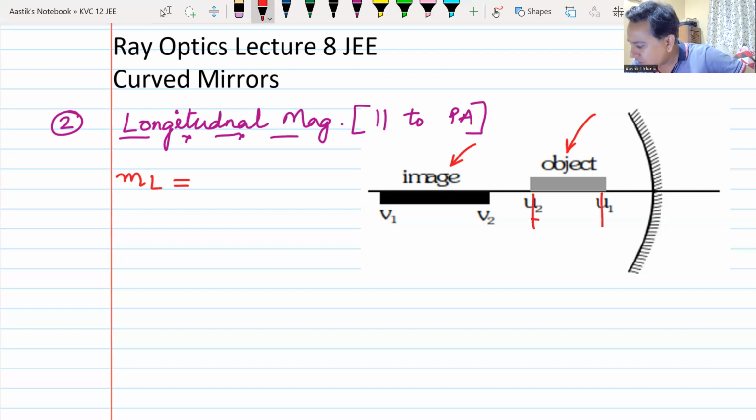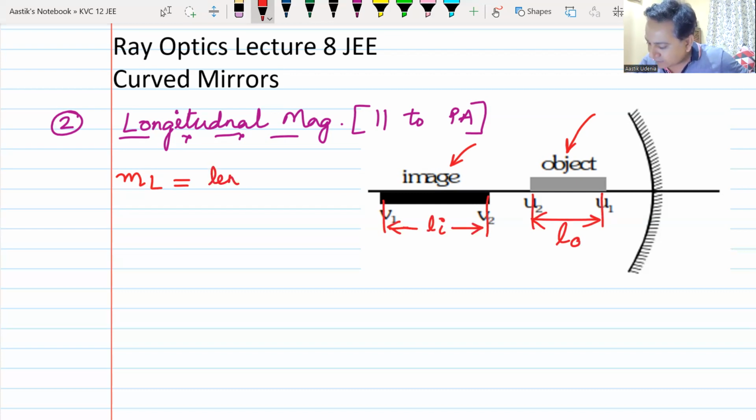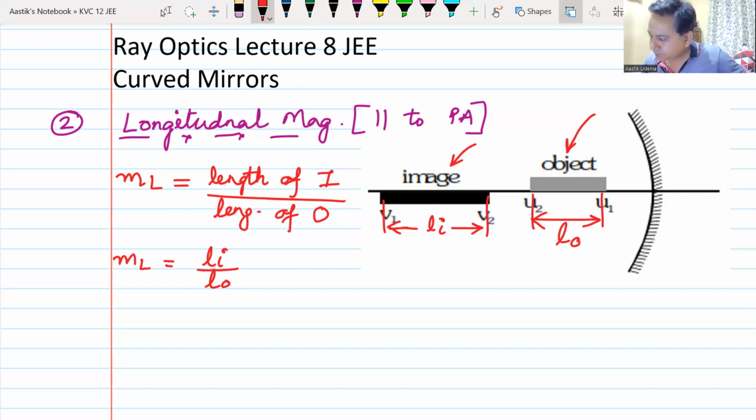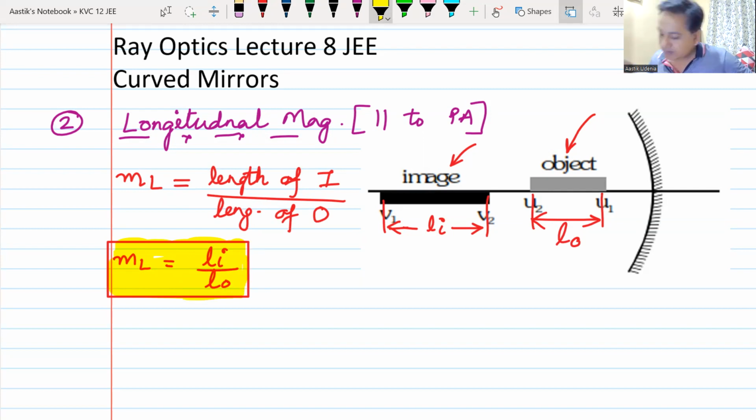Yes, that is correct. So let me call this LO, LO standing for length of the object, and LI standing for the length of the image. So I can call it length of the image divided by length of the object. So longitudinal magnification becomes LI divided by LO. Is it clear to everyone? Longitudinal magnification, when the object is placed parallel to the principal axis, can be written in this form, LI by LO.